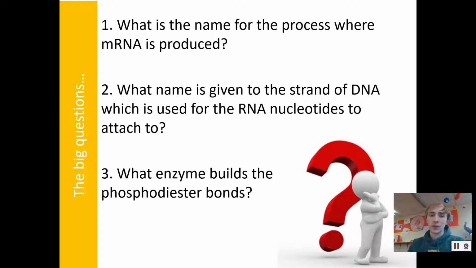Right, hopefully you paused me. The name for the process where mRNA is produced is transcription. The name given to the strand of DNA which is used for the RNA nucleotides to attach to is the template strand. The enzyme that builds the phosphodiester bonds is RNA polymerase. And it's just that simple.